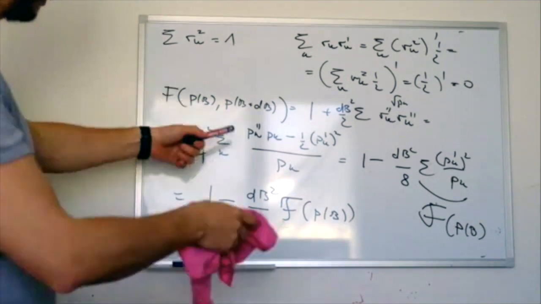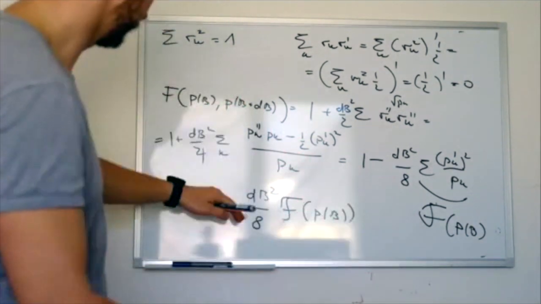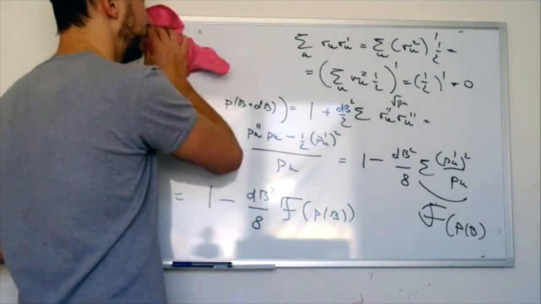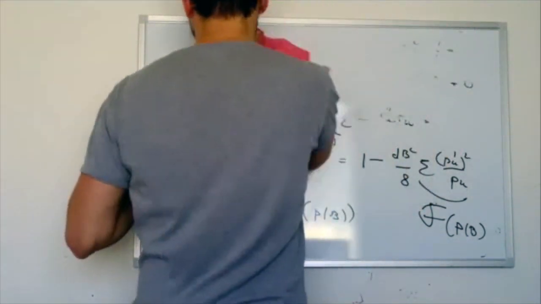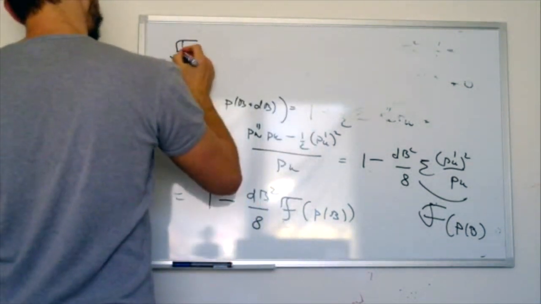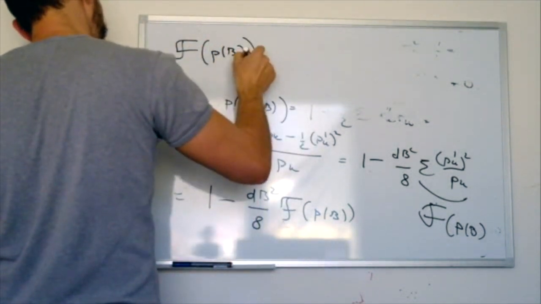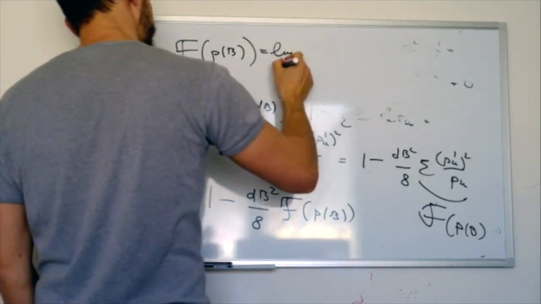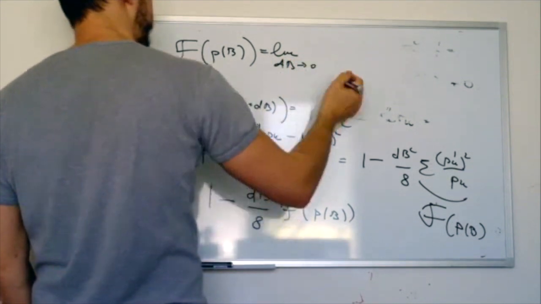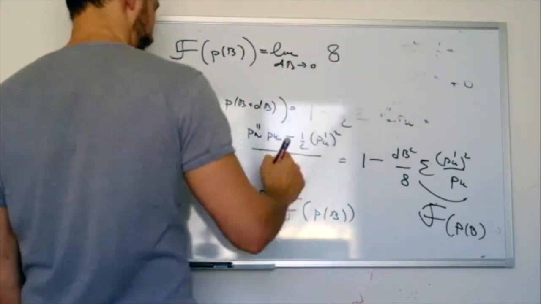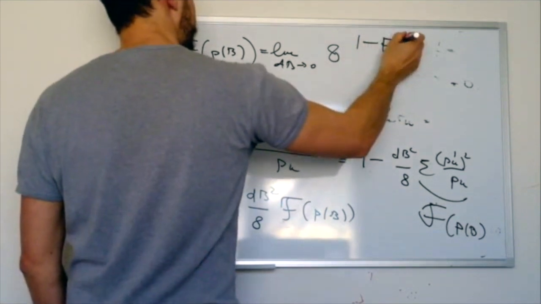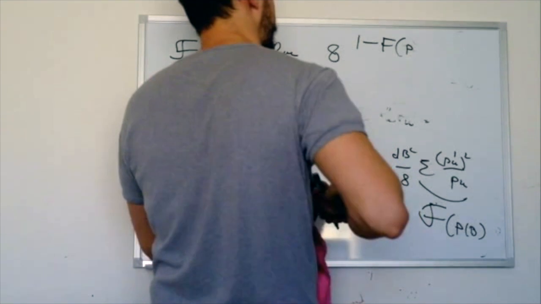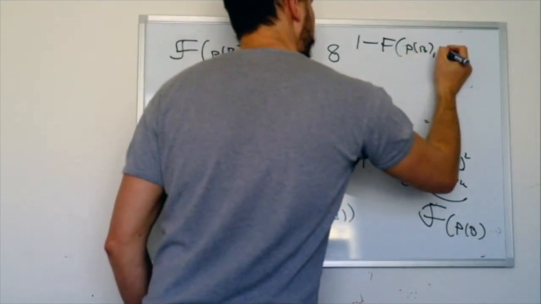Well, so okay, finally what we wanted is the definition of the Fisher information, so we just pass it on the other side, divide by dB square, and you get the 8. So finally we proved what we wanted, right? So in other words, now we prove that Fisher information of P of B is equal to the limit when dB goes to 0, of course, of 8 times, because it was 1 over 8, 1 minus F of, precisely the drop of fidelity.